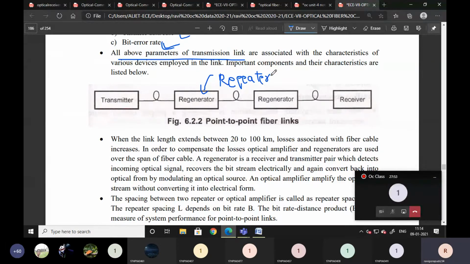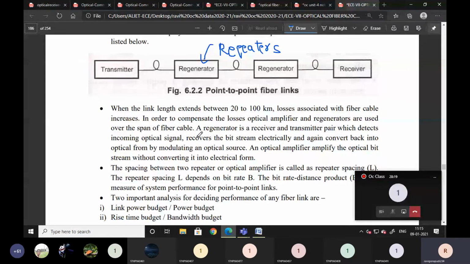How many repeaters are we going to use in between transmitter and receiver? Transmitter and receiver we know. In between, if you know the distance, the bit error rate and the data rate, then how many repeaters or amplifiers we are going to use. That is another important parameter here.